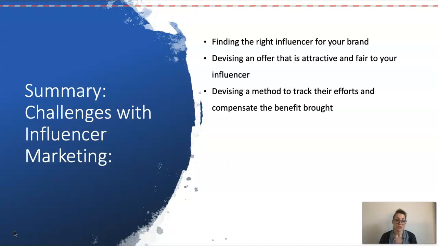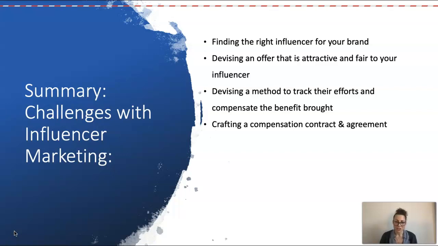Another challenge is devising a method to track the influencer's efforts and make sure that they're compensated in the right way. So if an influencer promises a certain amount of time on YouTube, or a certain number of mentions, or a certain number of blog posts, it means monitoring that and making sure they're of good quality, scheduled on time, and delivered as agreed.